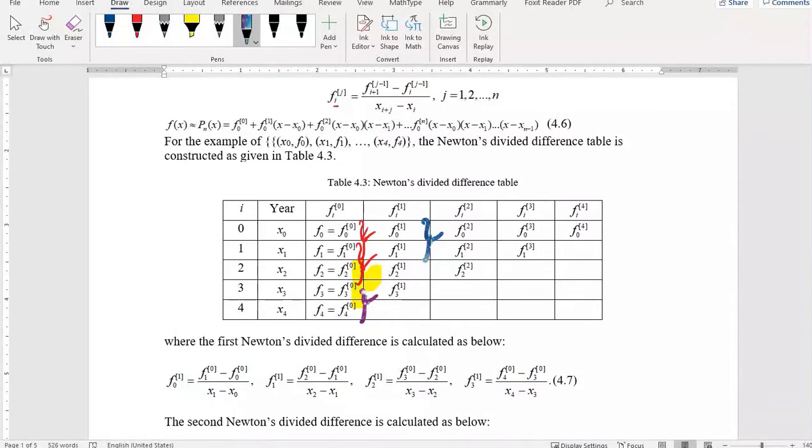normally you get confused here: how to divide by the difference of x? This round it is x_{i+j} minus x_i. So for 0 and 2, you will take x number 2, the i plus j here. So x_{i+j}, meaning now it's 0 and 2. That's why for this one you take this and this: x2 minus x0 for f0^2.